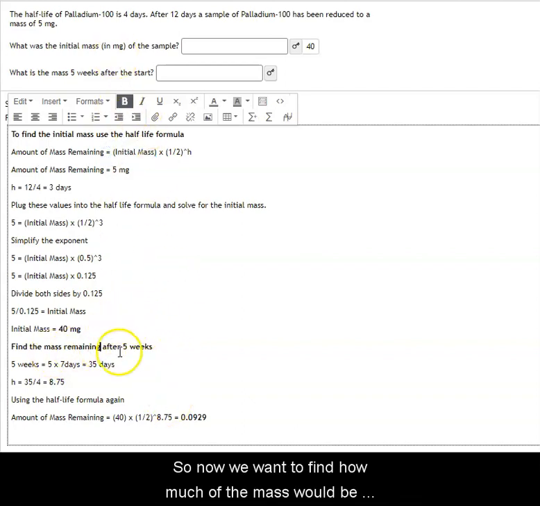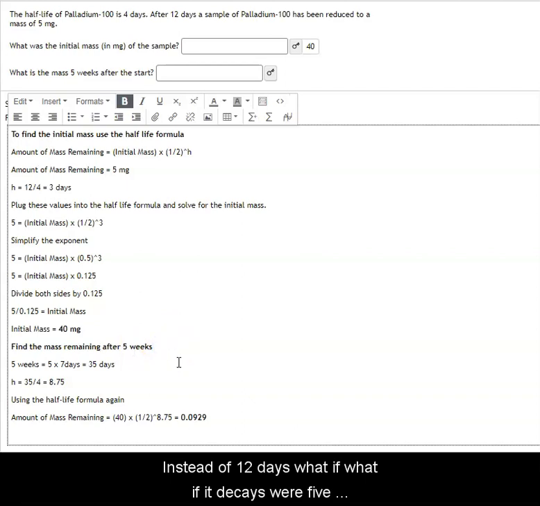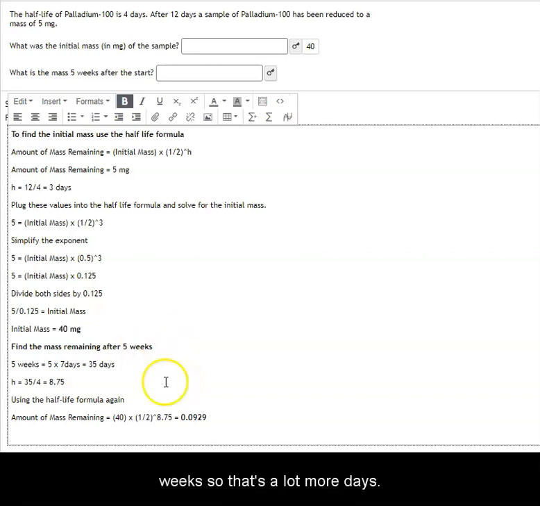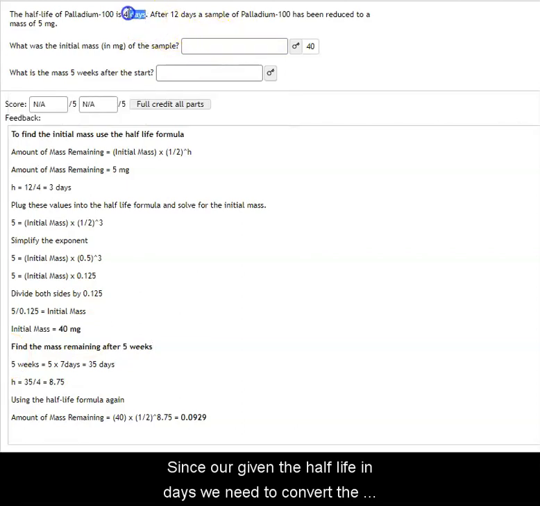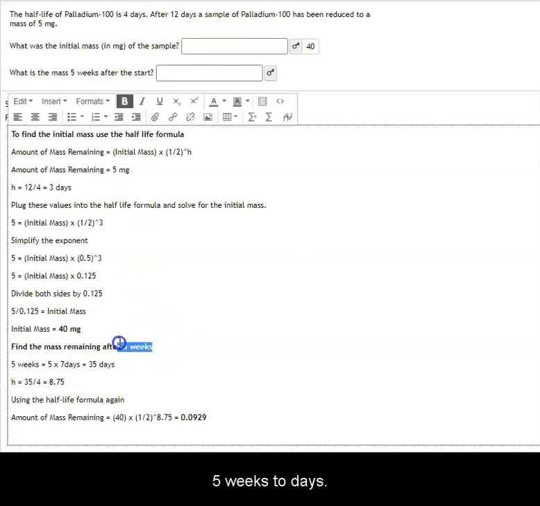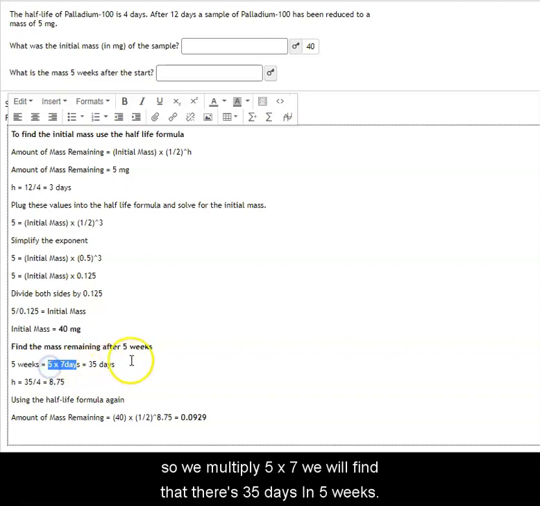So now we want to find how much of the mass would be remaining after 5 weeks. Instead of 12 days, what if it decays for 5 weeks? That's a lot more days. Since we're given the half-life in days, we need to convert the 5 weeks to days. There are 7 days each week, so if we multiply 5 times 7, we find that there are 35 days in 5 weeks.